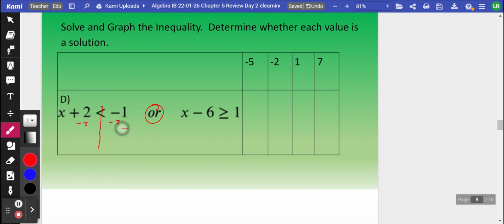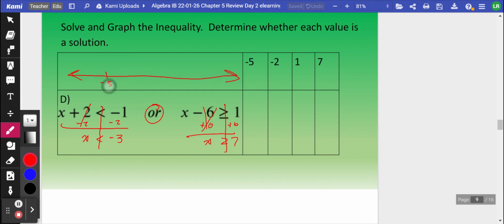Minus 2 on both sides. I get x is less than negative 3. Okay, that one's solved. Ready to be put on a graph because the x is on the left. Solve this one. Add 6 to both sides. Get x is greater than or equal to 7. Ready to be graphed. This has got the x on the left-hand side.